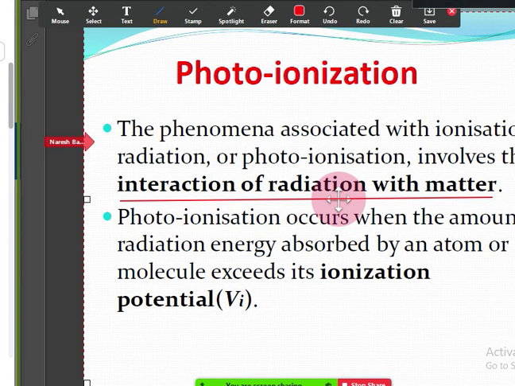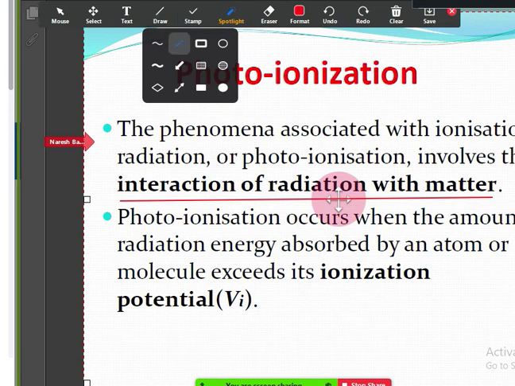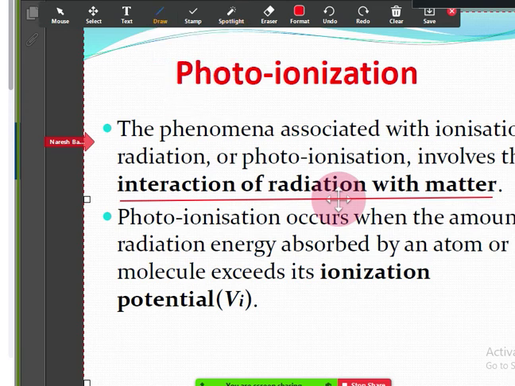Okay, look at the second point. Photoionization occurs when the amount of radiation energy absorbed by an atom or molecule exceeds its ionization potential. So that is important. Photoionization takes place when the energy absorbed by an atom or molecule exceeds its ionization potential. So every atom has got a limit. This ionization potential can be compared to breakdown voltage.